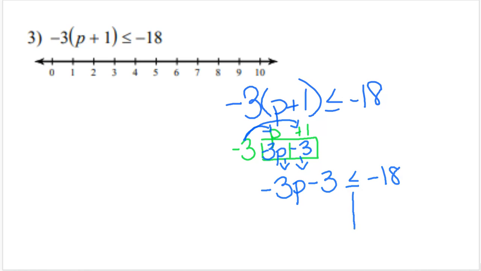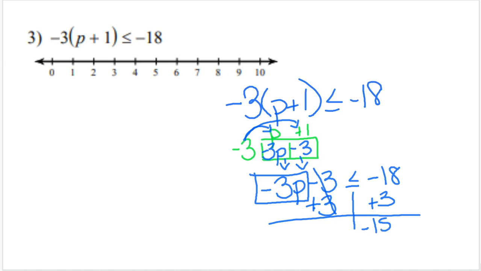Remember, with problems like these, two steps, we want to leave this part for last. So I'm going to go ahead and start by doing the inverse of subtraction, which is addition. So I'm going to add a 3 to both sides. This would give me 0, and -18 plus 3 would give me -15. Make sure, if you're doing it in your head, that you're still checking on your calculator just in case.